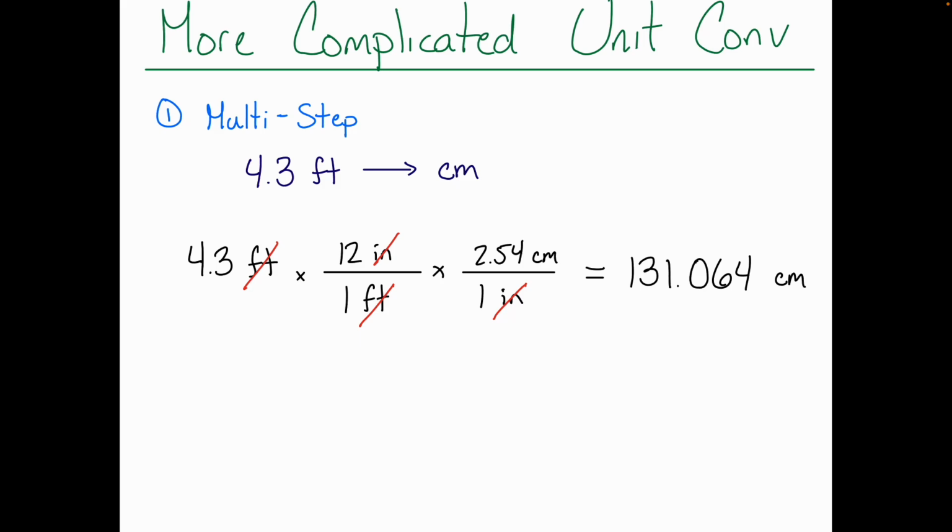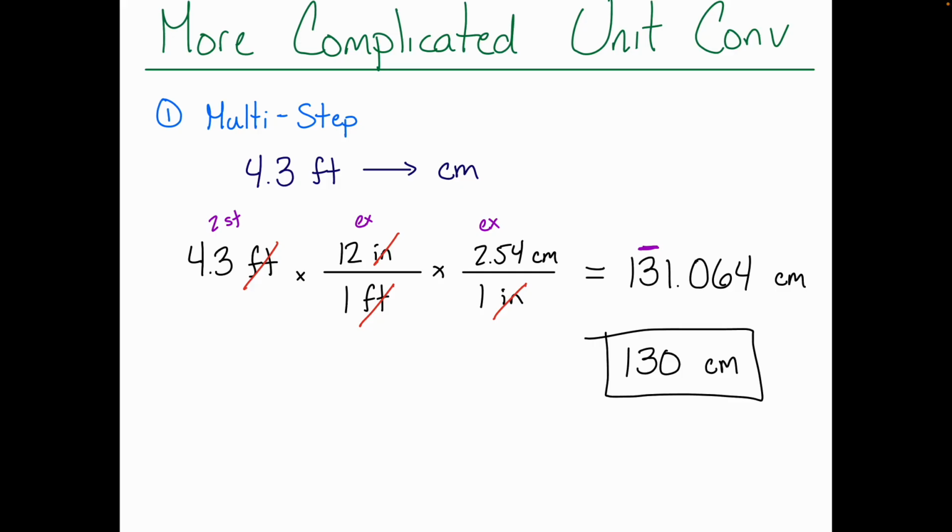And then my final answer, I'm going to take this and round it. 2 sig figs, right? This one has 2 sig figs. What about 12 inches in a foot? That one's exact. And what about 2.54 centimeters per inch? Also exact. So the only thing I have to pay attention to are those initial 2 sig figs. So rounded, this would be 130 centimeters. Remember, we can't leave off that 0 at the end or we change the value of that number. Not 13 centimeters, 130.